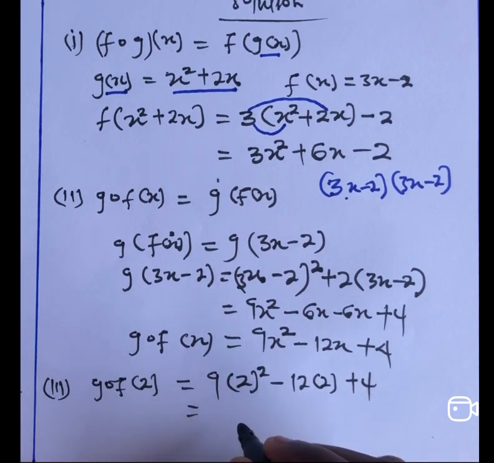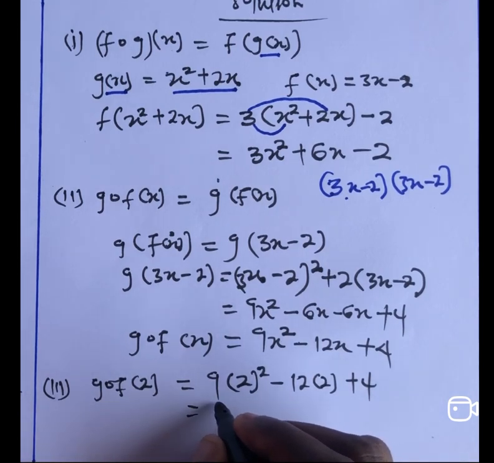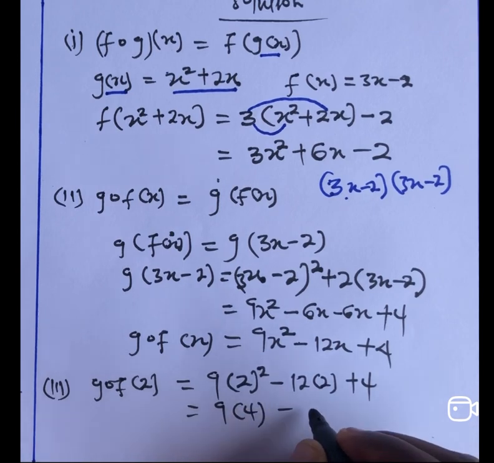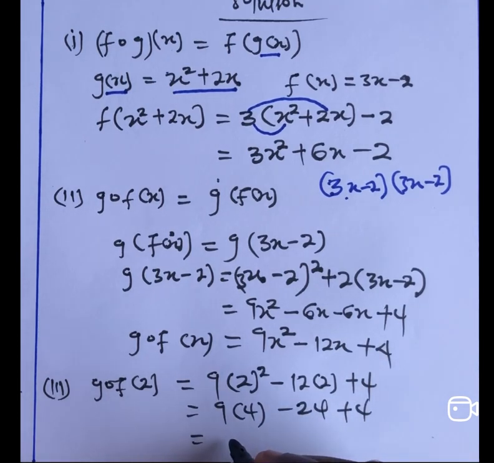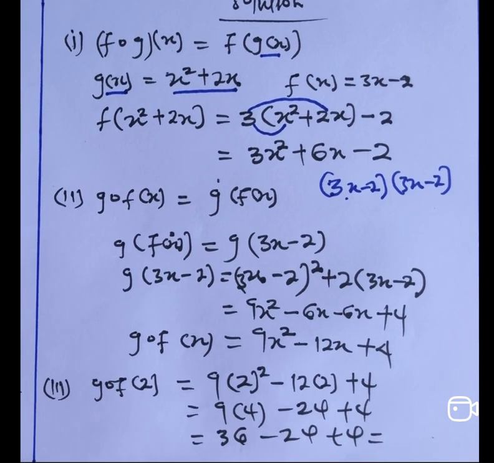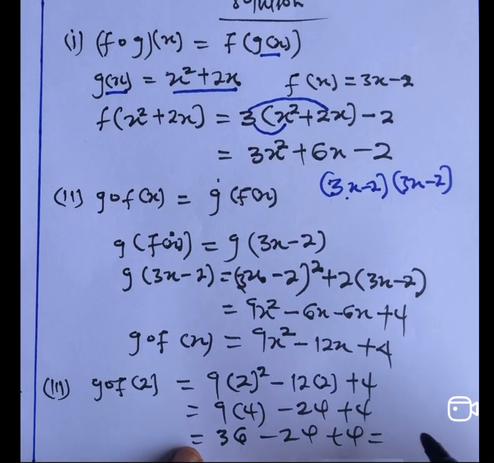Okay, so now we have 9 multiplying by 4 minus 24 plus what? 4. Okay, and we know that 9 by 4 is 36 minus 24 plus 4, and this will give you what? Negative 24 plus 4 will give you negative 20. Negative 20 from 36 will give you 16, and that will give us our final answer.